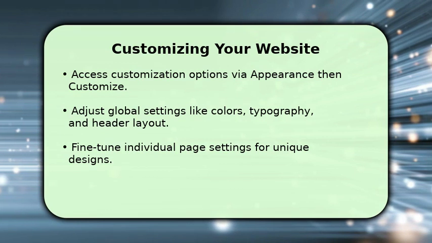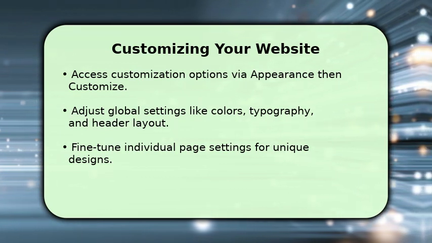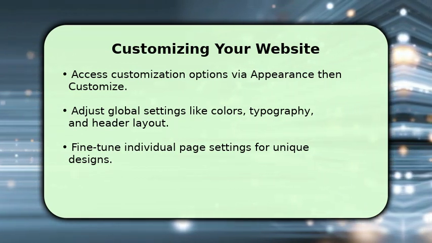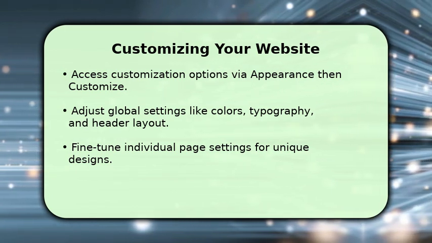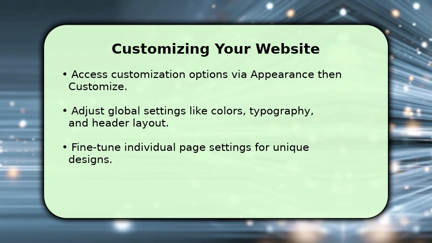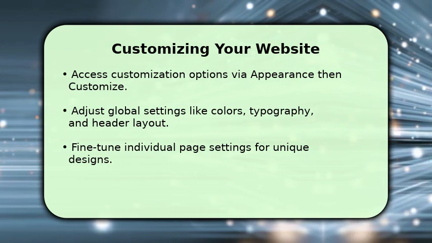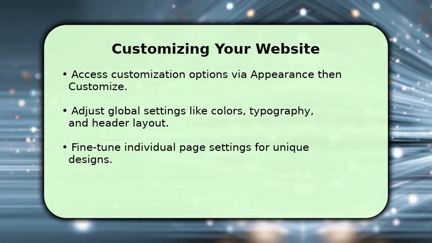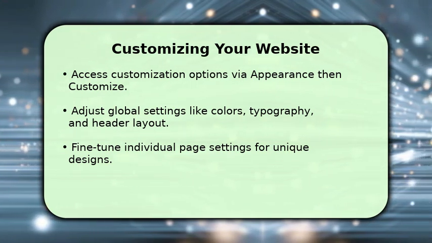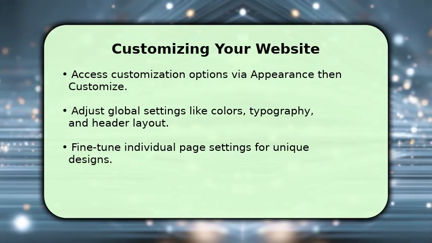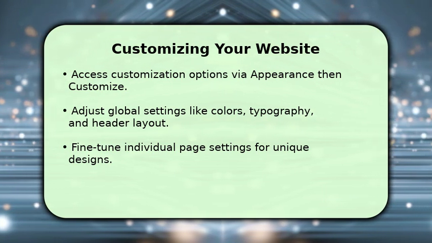Now, let's dive into customizing your website. Head to Appearance, then Customize, to access Astra's intuitive options. Here, you can adjust global settings like colors, typography, and header layouts to match your brand. You have granular control over every element, from button styles to blog post layouts. Experiment with different settings to create a truly unique and professional look for your site in just a few minutes.